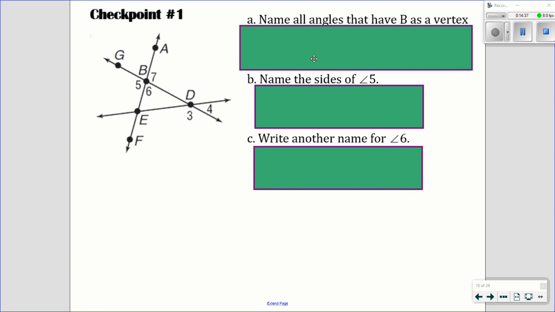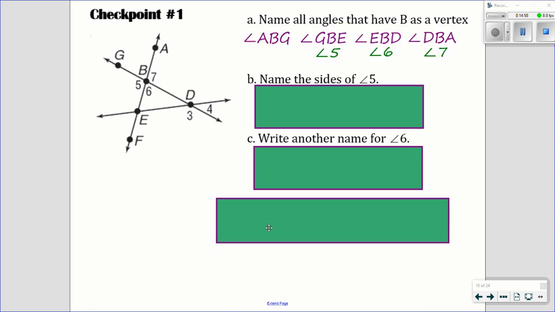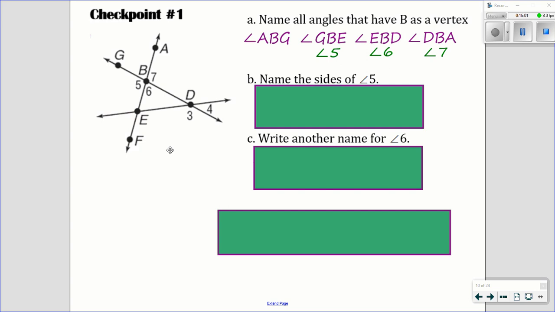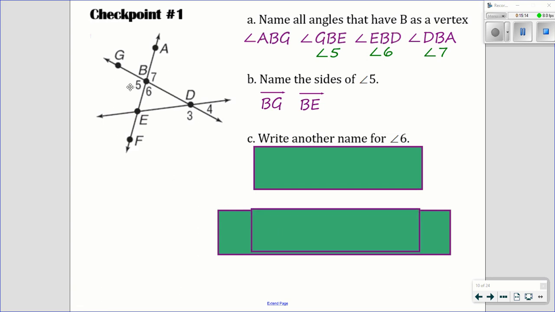Okay, another one. Same thing with what we did with the other one, but with a different diagram. Name all the angles that have V as a vertex. So there's V. I see 7, 6, 5. I see ABG, or it could be GBA. So let's see what we have. Yeah, the 4 of them. Name the sides of angle 5. Should be only 2, and you got the starting point. So BG and BE. You can also say BF.